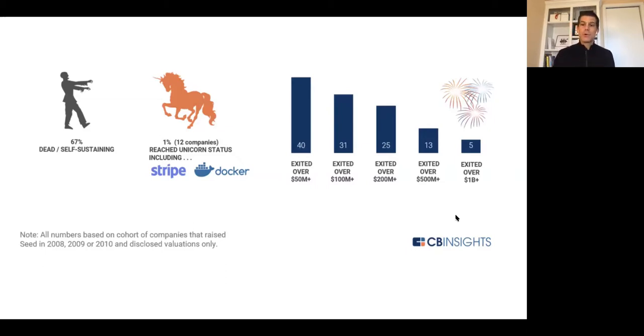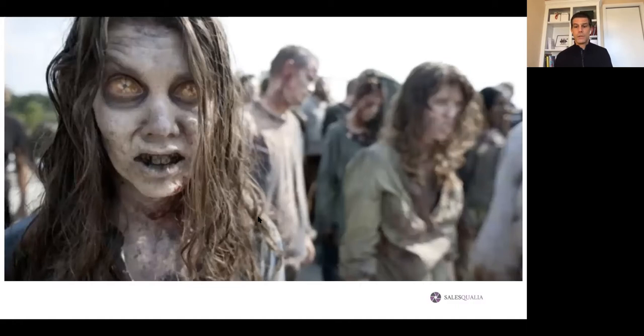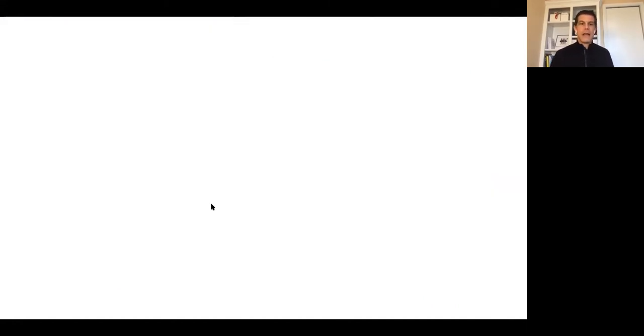But what is probably the most important number here is the one on the left, the 67% of companies that received a seed round of capital and did not move through the funnel. They were either just self-sustaining, meaning they probably flattened out to some degree. So they're still a going concern. They're still solving problems for customers, but they're really not making the impact that they want to make, or they just flat out died. They didn't make it, right? And so what we want to do is avoid being one of those zombies. We want to avoid being one of the walking dead out there.